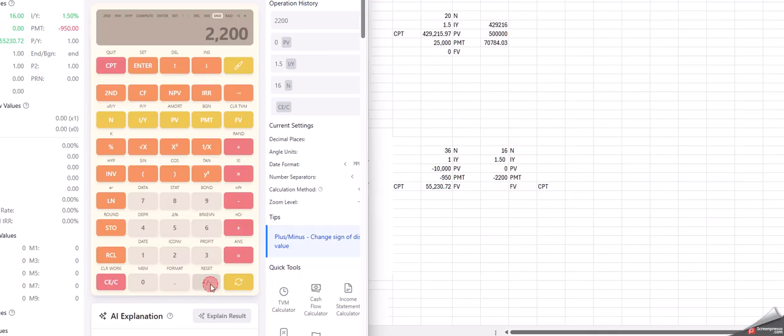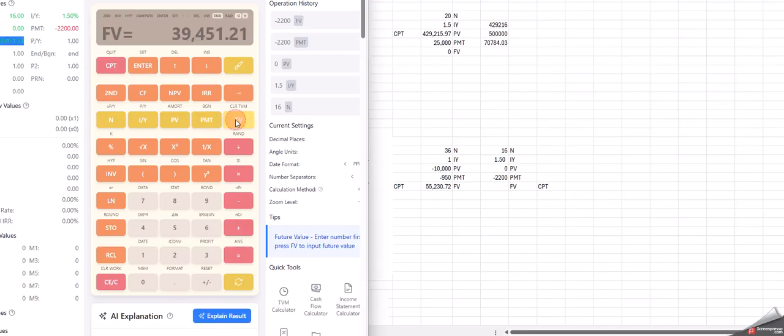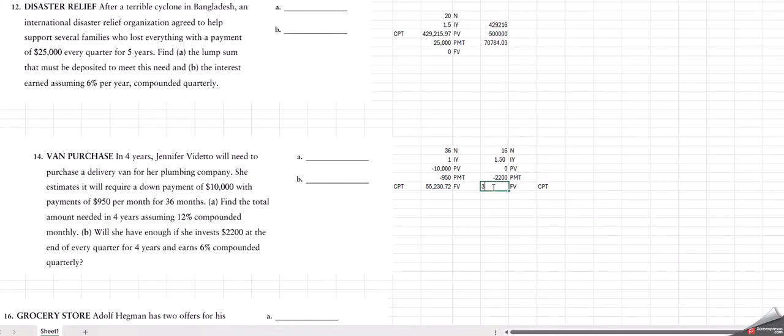2,200, again, we'll make it negative by hitting the plus or minus button, is our payment, and then we'll compute the future value. So, no, 39,451.21. She will not have enough money if she does that.